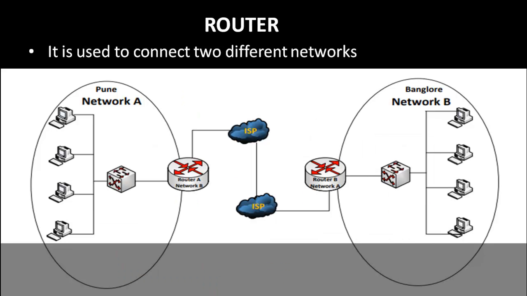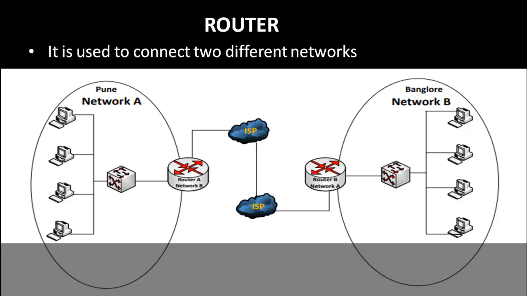Now we'll talk about router. Router is used to connect two different networks together. For example, as you can see in the diagram, we have four computers connected with a switch in Pune location. And in the same way, we have one more network where a few machines are connected to a switch in Bangalore location. Now we want to connect these two different networks so that they can communicate and share data.